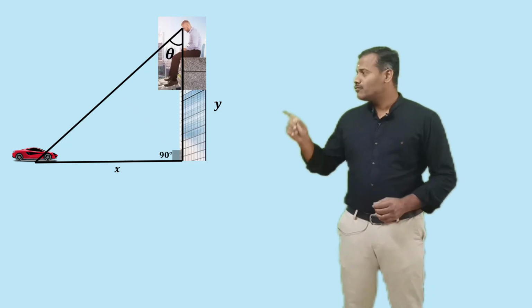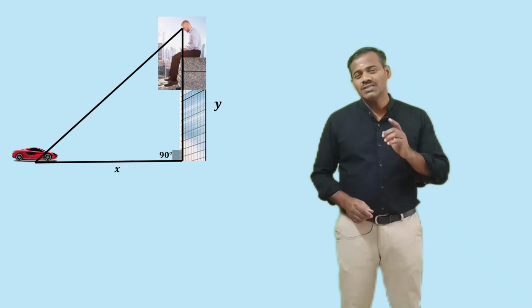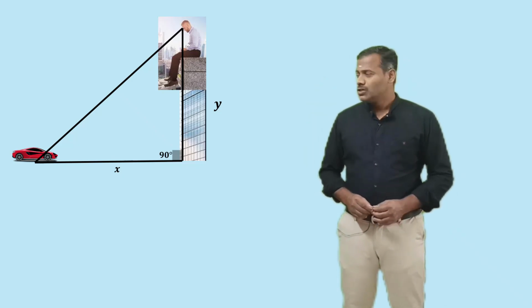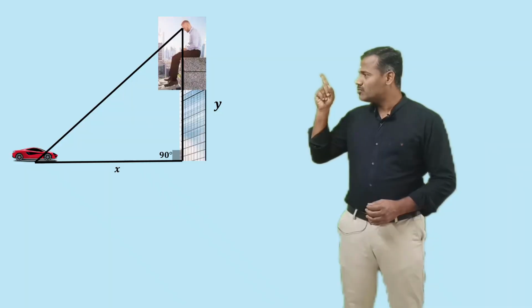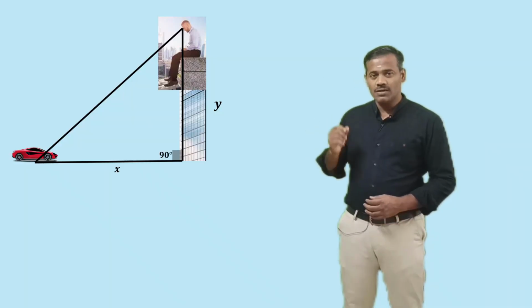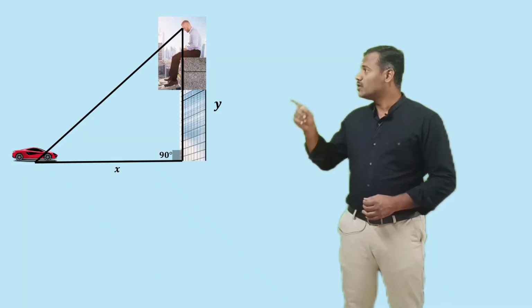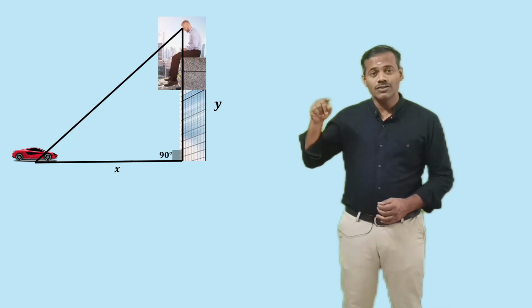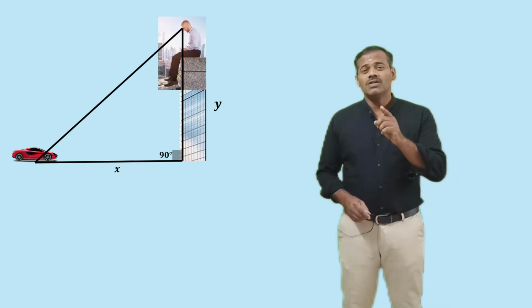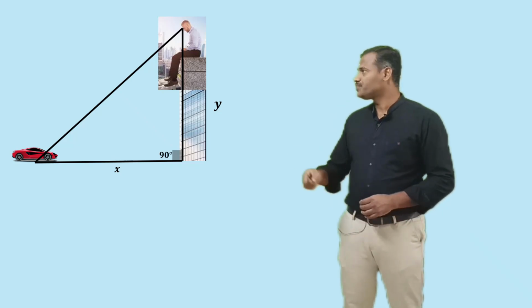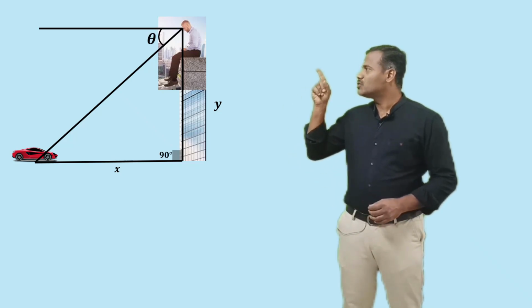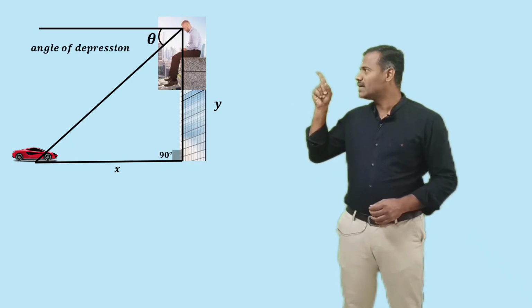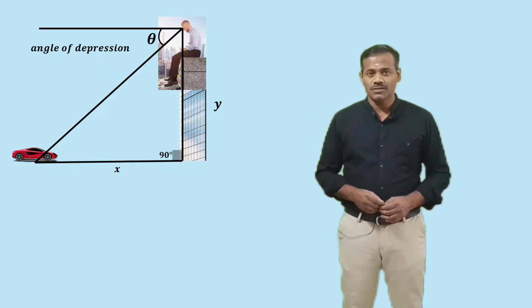Remember this, the angle of elevation and angle of depression always start from the horizontal. Here this does not start from the horizontal, it starts from the vertical. So whenever we talk about angle of elevation or angle of depression, it always starts from the horizontal. So from the horizontal going downwards, this angle is called angle of depression, right?